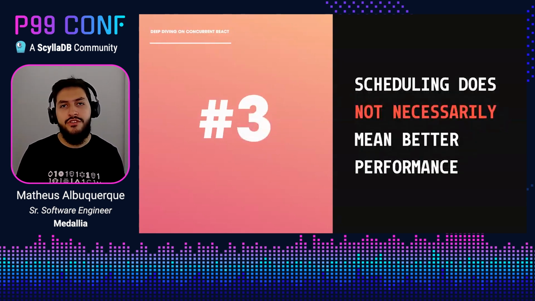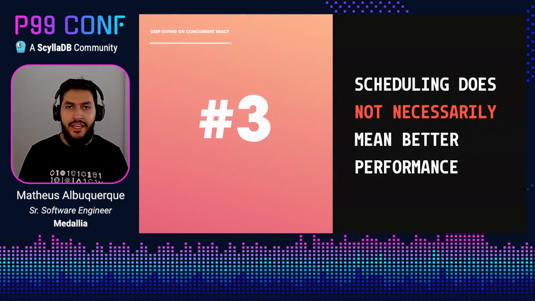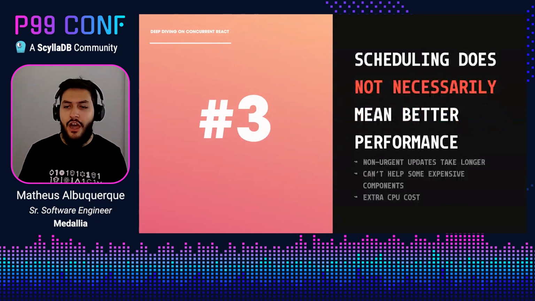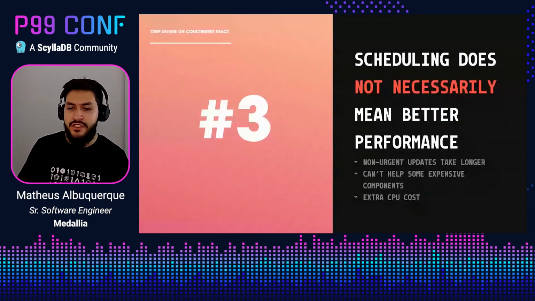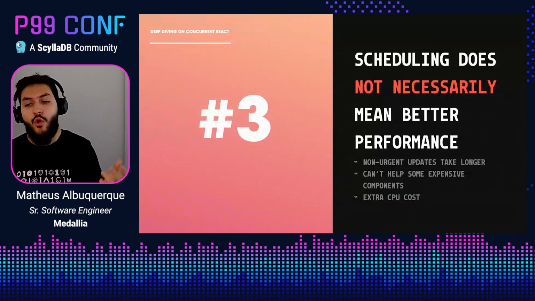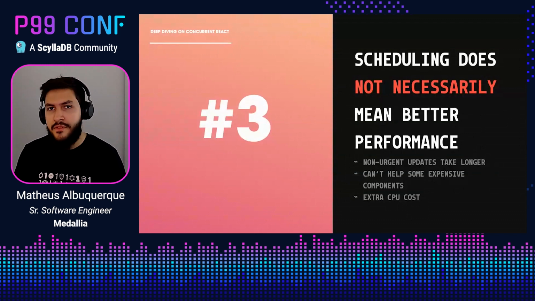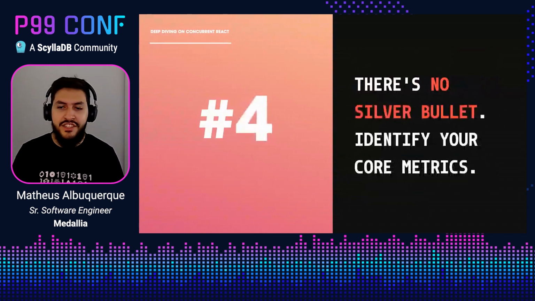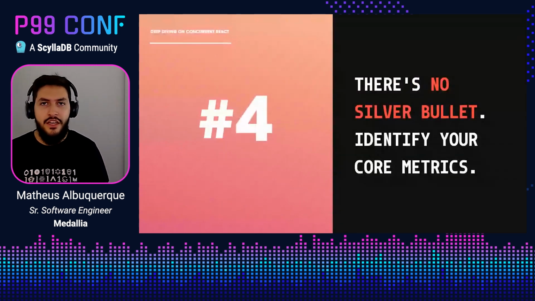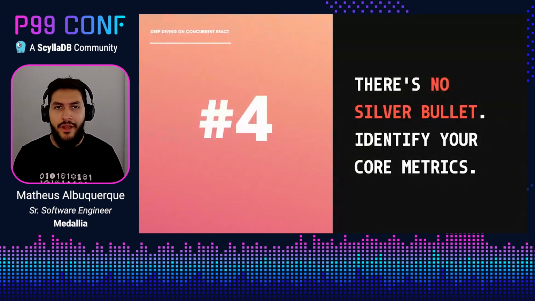It's also important to highlight that scheduling doesn't necessarily mean you're going to have better performance. So just like anything else, you have trade-offs. For example, non-urgent updates might take longer if you're using scheduler primitives. You might have extra CPU costs. Or, for example, you might not be able to optimize some really expensive components you have. So the cliche of there's no silver bullet is also a thing here. So it's important that you identify your core metrics.